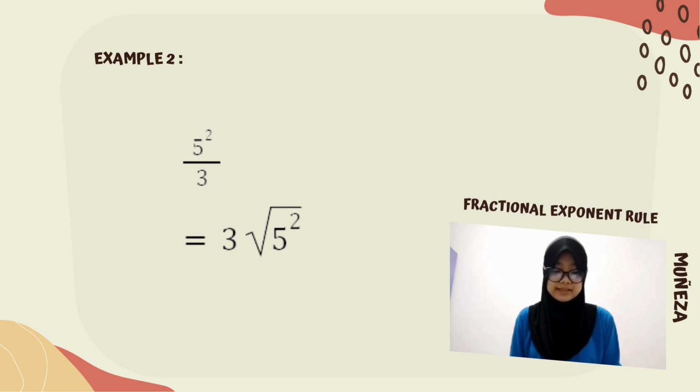So our second example is 5 raised to 2/3. Again, following the steps, our numerator 2 will be the power and our denominator 3 will be the root. So 5 raised to 2/3 will become the cube root of 5 raised to 2.